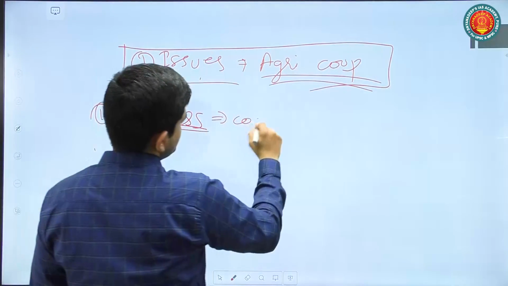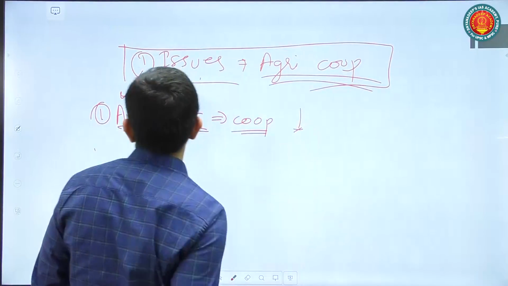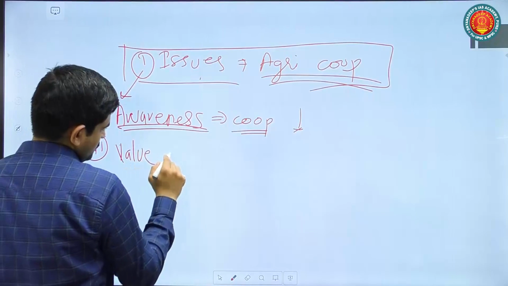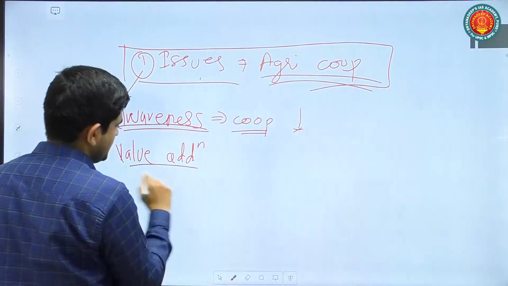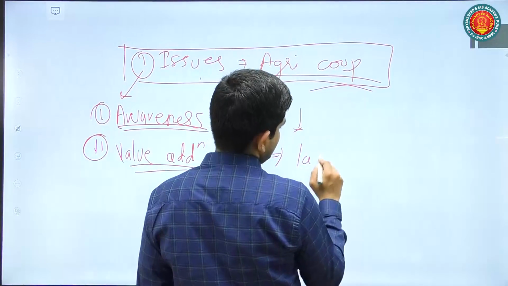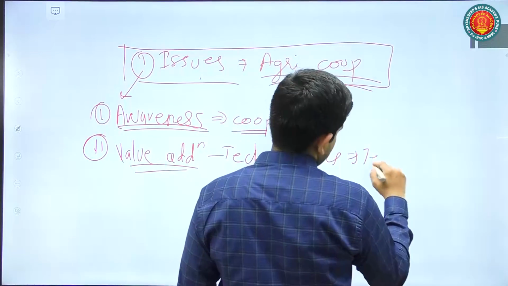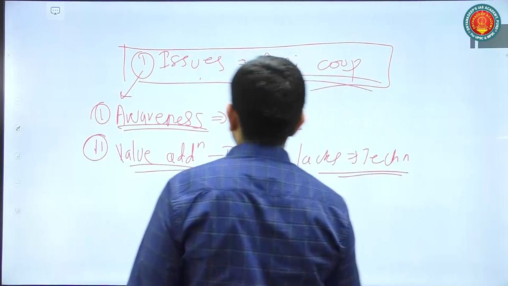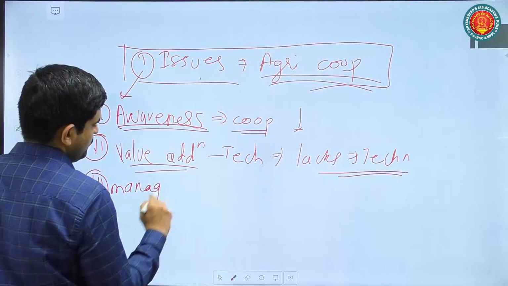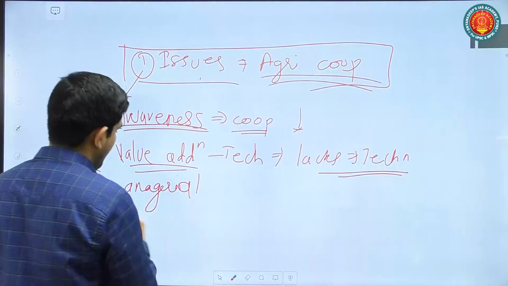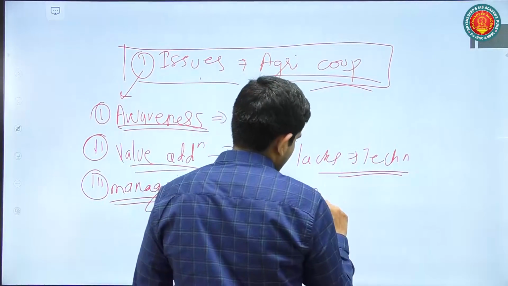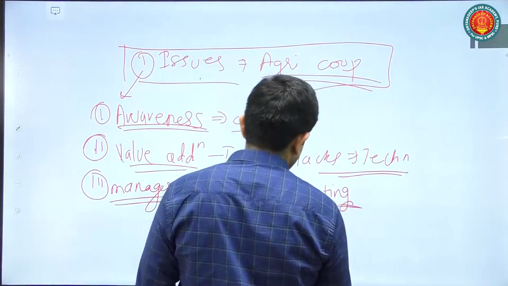Awareness about these cooperative societies is very less. Second thing is value addition. Value addition requires technical knowledge, and many a times members of cooperatives lack technical knowledge. So again, it becomes very problematic. Sometimes their managerial skills are a problem, because farmers, etc., do not necessarily have good managerial skills. So there is a problem with respect to accounting. That also you can mention.